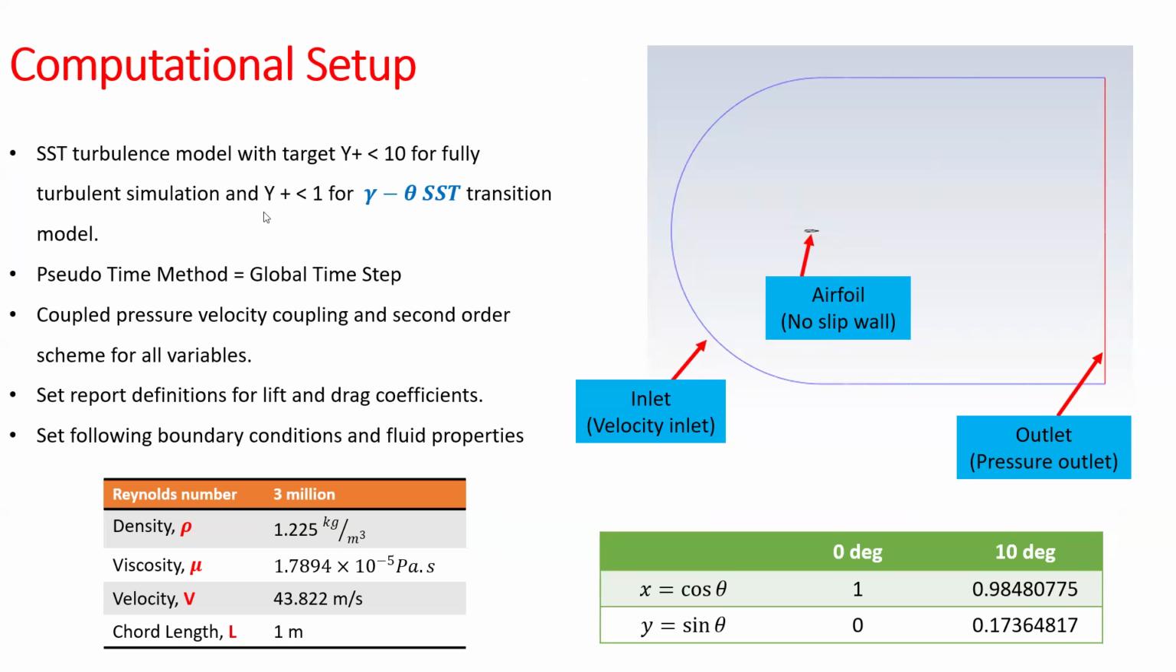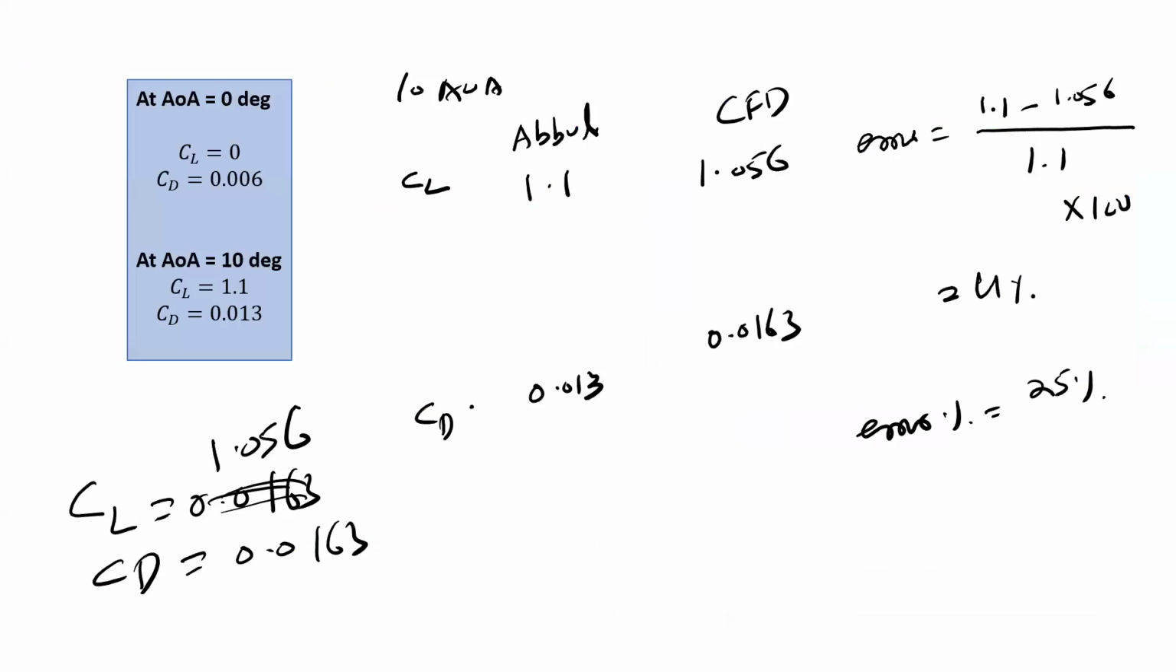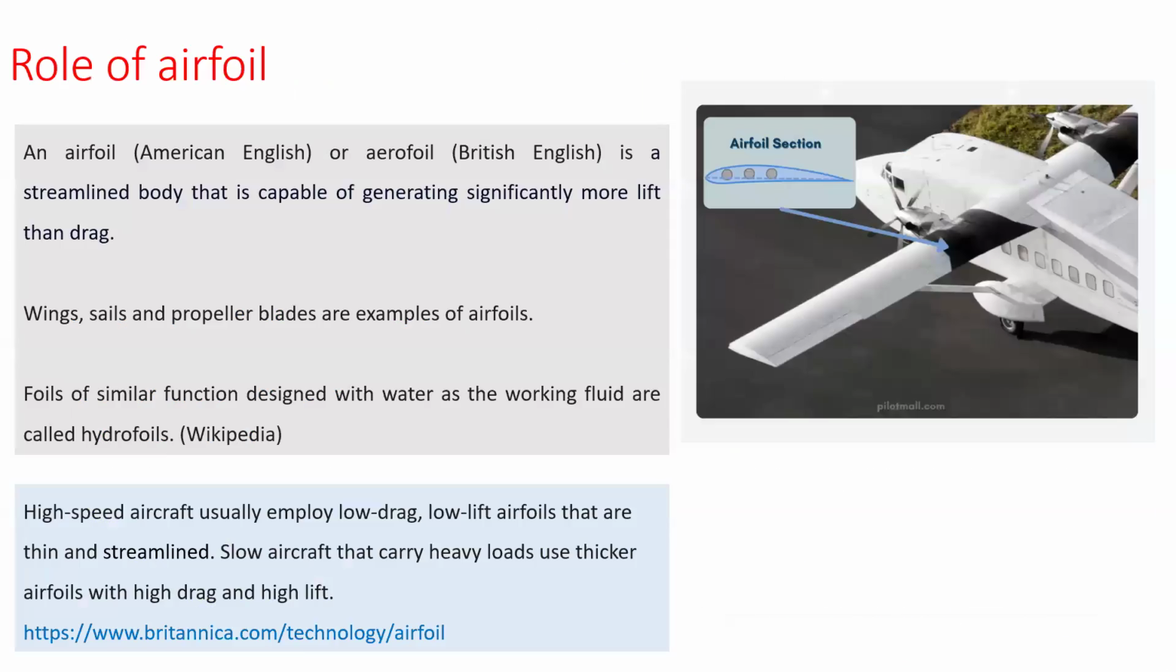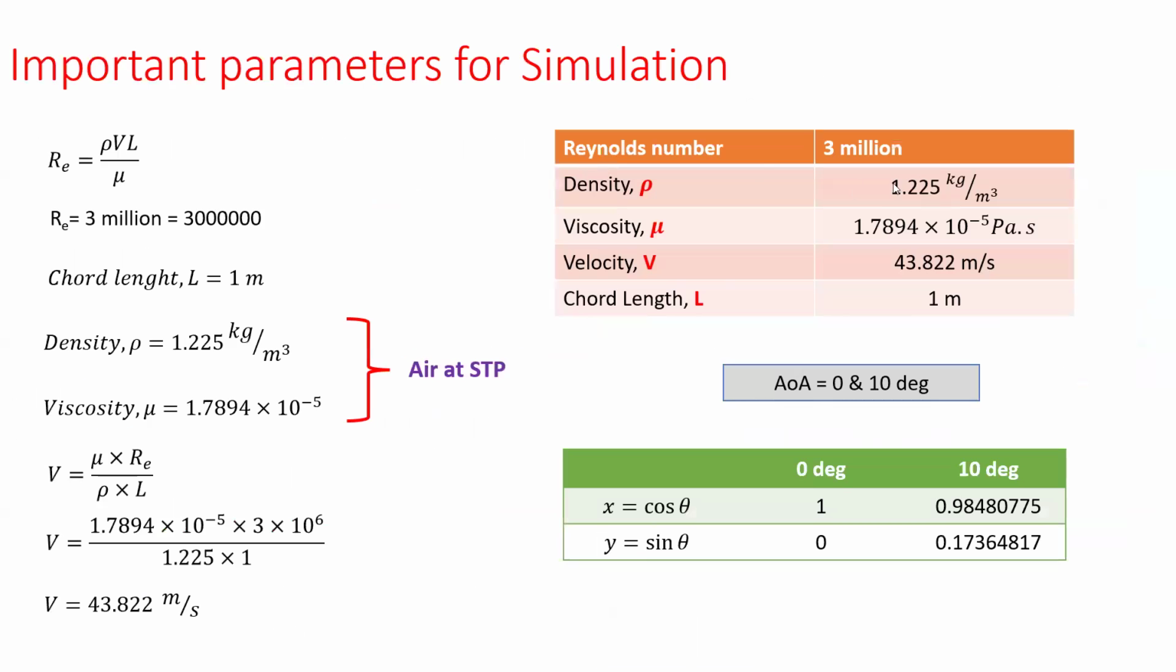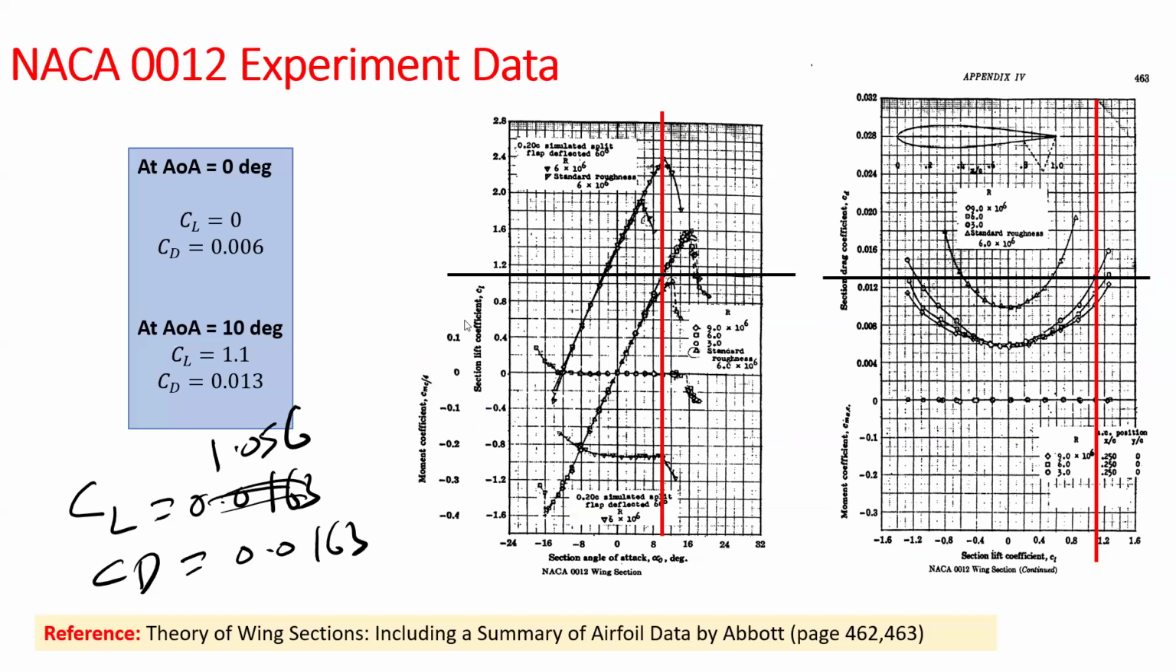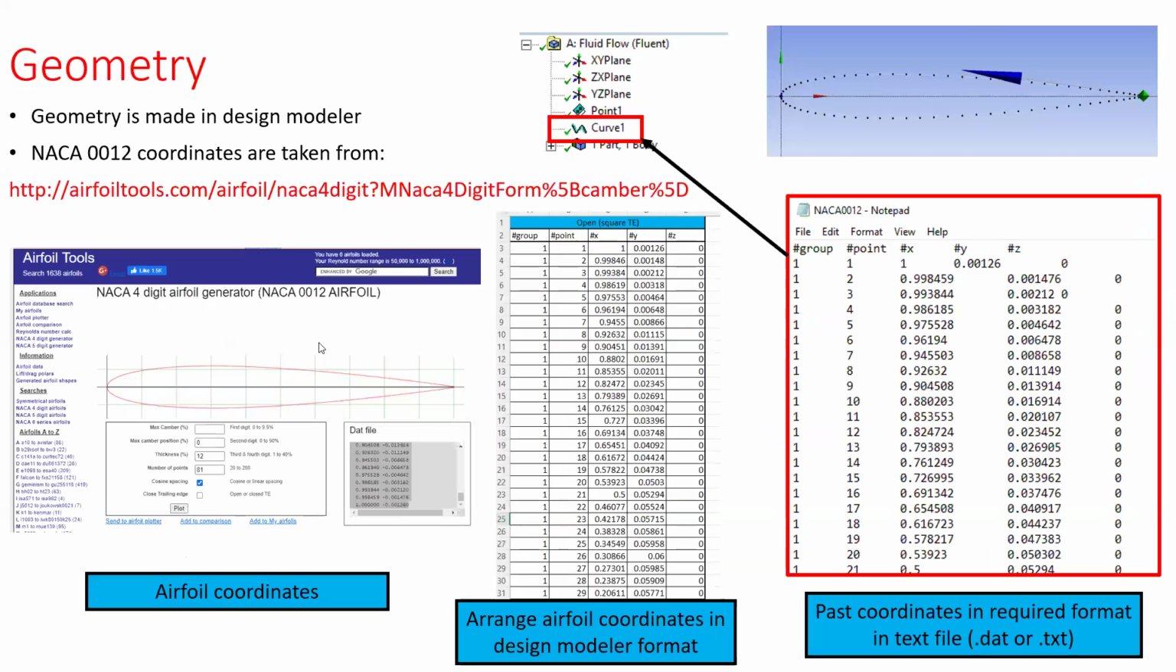I will discuss the meaning of Y plus 10 and Y plus 1, the meaning of the different turbulence models, and what Y plus actually is. The options I'm selecting here will be discussed as well. Finally, these are the conditions we actually derived in the previous slides, and these are again given on our main slide.